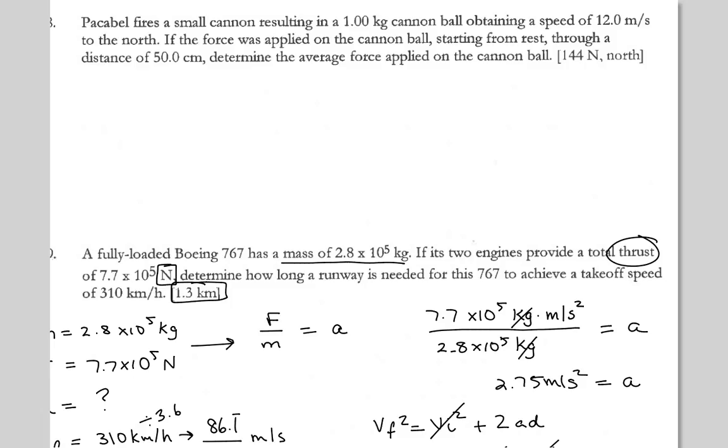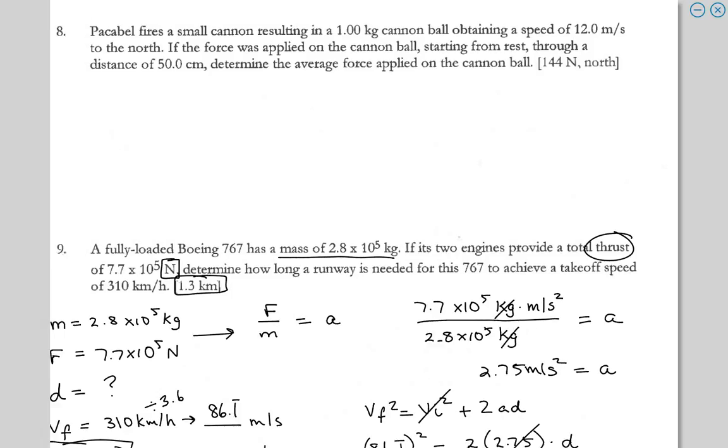Okay, let's take a look at this question 8. Taco Bell fires a small cannon, resulting in a 1 kilogram cannonball. So let's just jot that down. 1 kilogram. Obtaining a speed of 12 meters per second to the north. It said it was starting at rest. So we have VI 0 and VF 12 meters per second. And they have a distance of 50 centimeters.